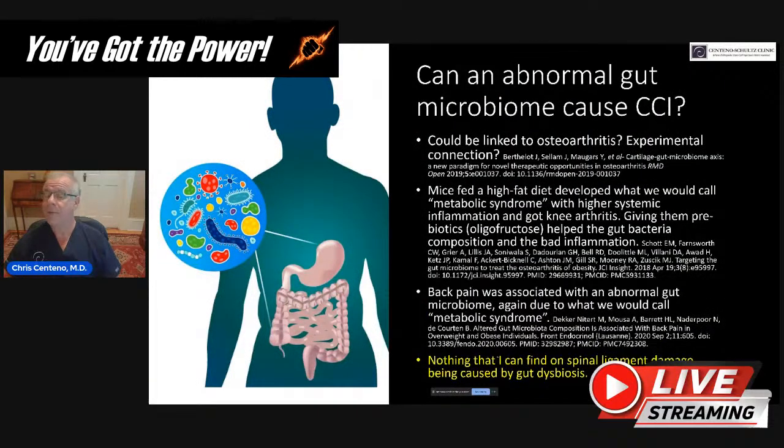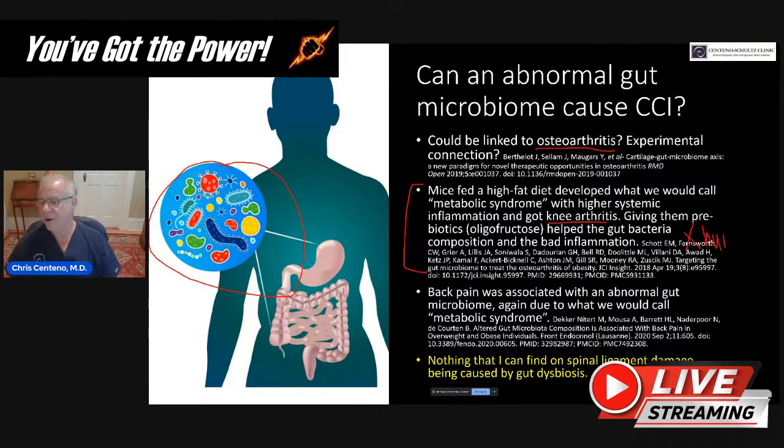How about an abnormal gut microbiome causing CCI? Now, this is an interesting one, and certainly one that we'll learn more about here over the next decade. But we do know that there could be a link between osteoarthritis, not CCI, and what's in your gut as far as your microbiome. And we know that from interesting animal studies, where you can feed mice a high-fat diet and get them big and fat and cause a metabolic syndrome. And then those mice can develop knee arthritis, and then you can fix their gut and the arthritis gets better.